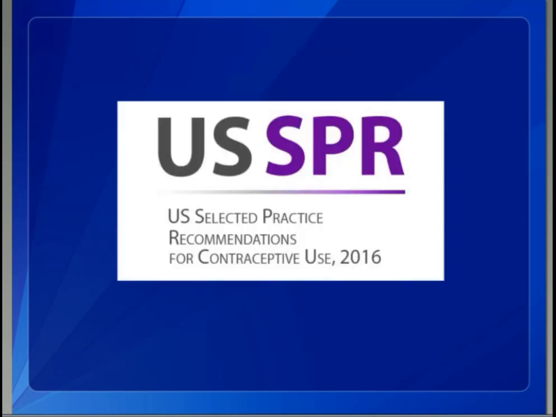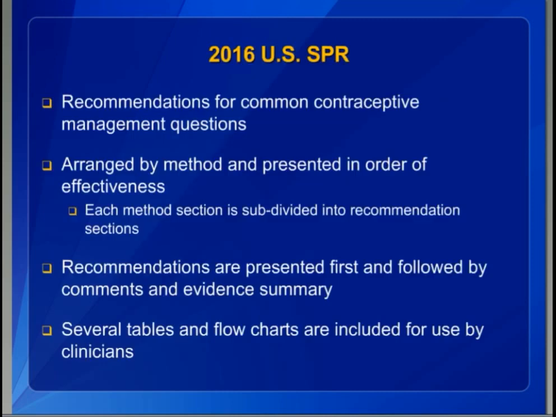I'm now going to review the U.S. SPR. The U.S. Selected Practice Recommendations provide evidence-based recommendations for common contraceptive management questions. It's arranged by contraceptive method and is subdivided into recommendations such as how to start a method, whether backup is needed, how to manage side effects or missed doses, etc. The guidance is provided both within the text document and is summarized in user-friendly charts to guide providers on how to counsel patients for all methods.